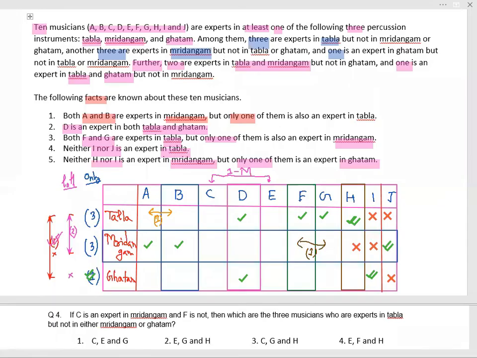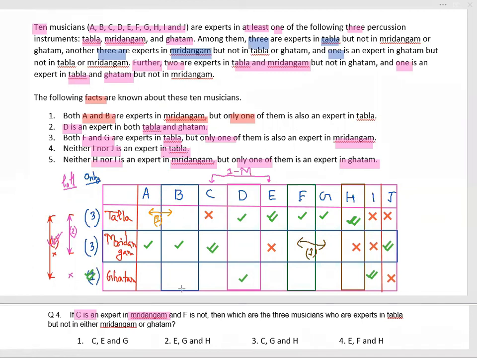Now question 4, which says that if C is an expert in mridangam. That means what I can say, C in mridangam. I know one of them would be in mridangam, so C gets a double tick. At that time, E would be a double tick here. And in our response, I can find it would be a cross, it would be a cross. As per that information, C is an expert in mridangam.